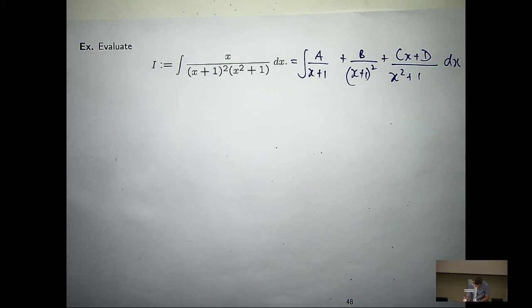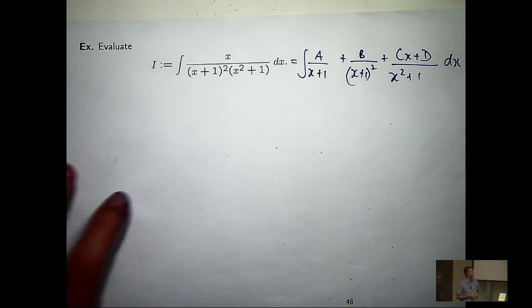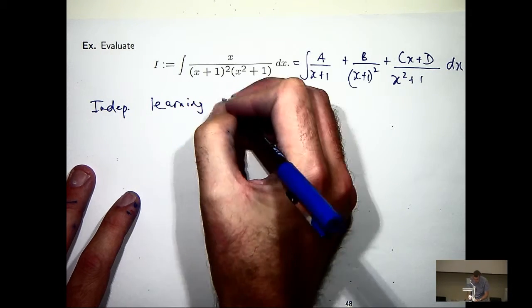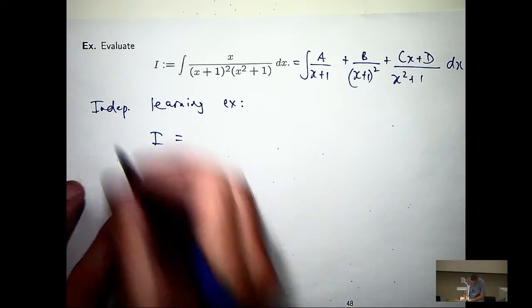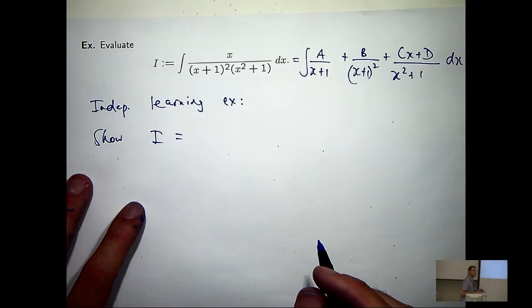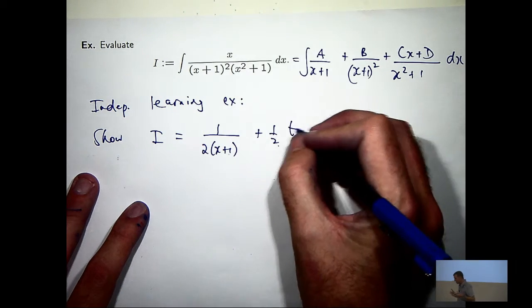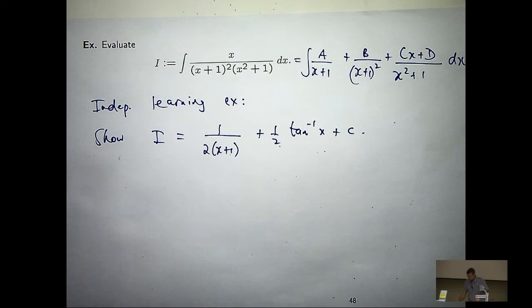Hush, hush, hush. Okay? So we've got to get 4 constants, A, B, C, and D. Okay, well, I'm going to leave this as an exercise. So let me just write down what the integral actually is. Okay, so have a go at it.